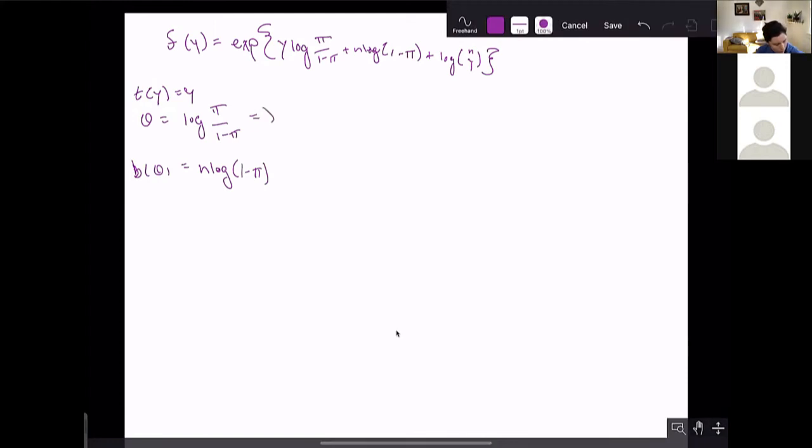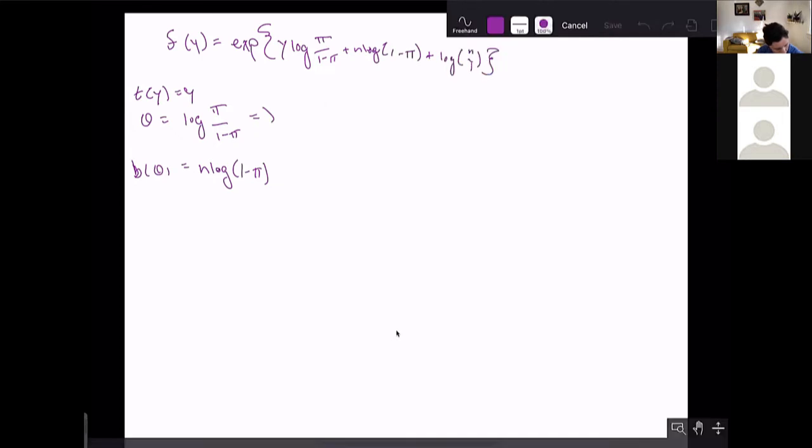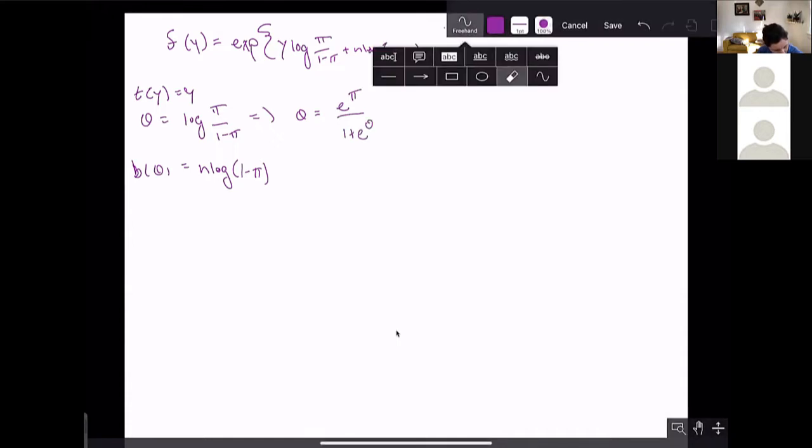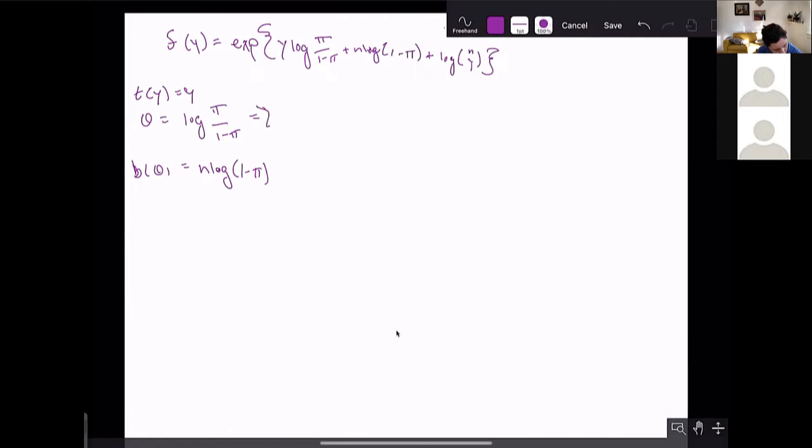So what did you get when you rearranged this? When I rearranged it, I got pi equals e to the theta over 1 plus e to the theta. So that's good. Wait, I think I just wrote that wrong. So you got pi equals e to the theta over 1 plus e to the theta.